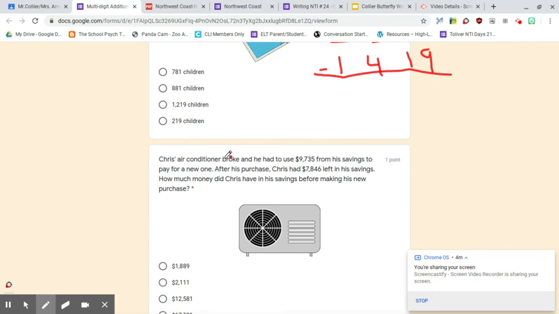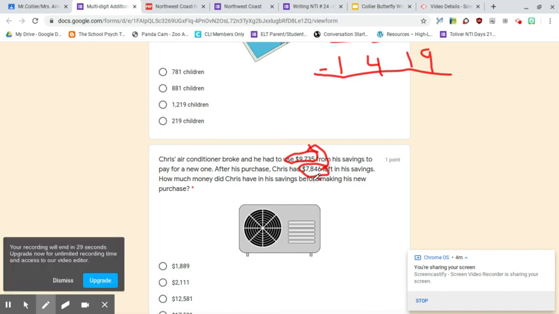Okay, so I've got to go back. He had to use this much from his savings. After his purchase, he had this much left. Okay, so I know he still has this much in there. Prior to spending the money for his air conditioner, he spent this much on his air conditioner. So I know that prior to the air conditioner breaking, this money was with that money. So he had a lot of money in his savings account. So you would add here, you would add this 9,735 plus 7,846.